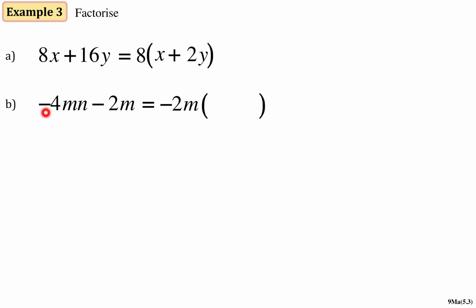Well, minus was taken out. The 2 was taken out, and 2 goes into 4 twice. The m's gone out. There's an n still left, so you've got a 2 and an n that weren't used up. So we get 2n.